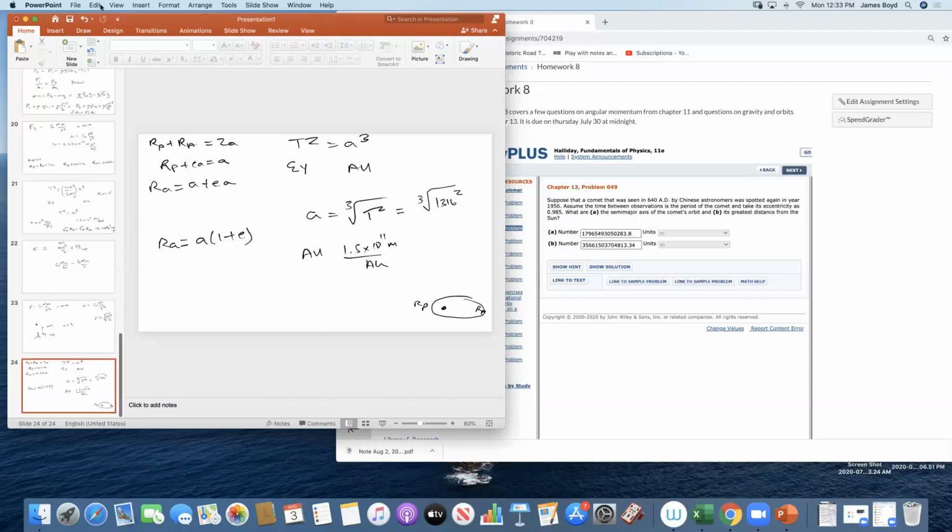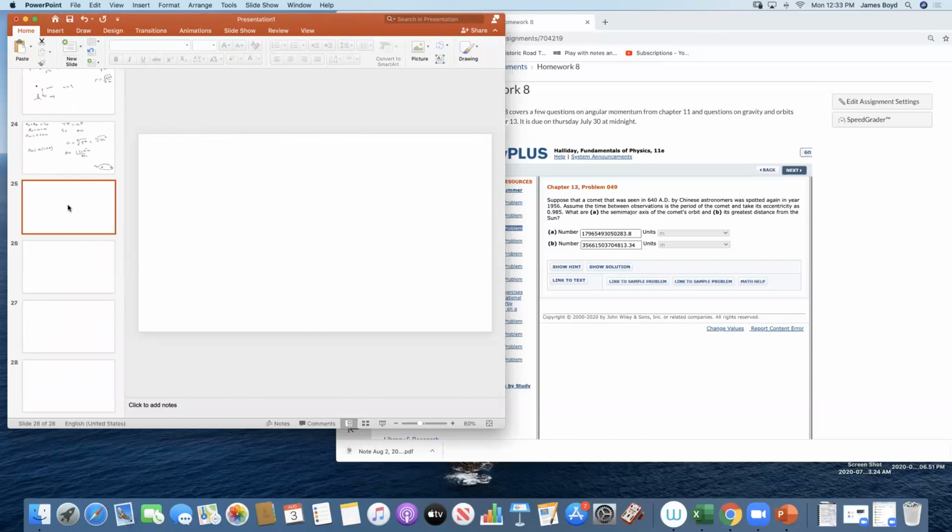Kepler's 3 laws really boil down to this. Kepler's first law is that they're ellipses. That tells you RP plus RA is 2A, RP is A minus EA, RA is A plus EA. That's his first law, that they're ellipses. And those are the equations of ellipses, just geometry.